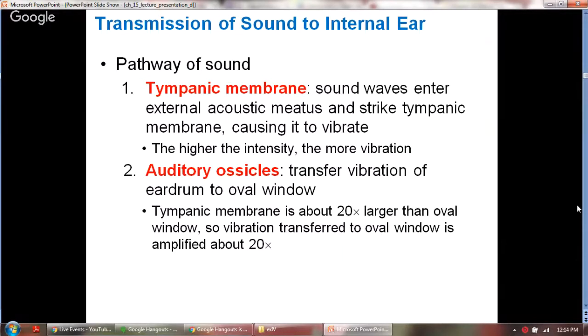The pathway of sound is important to understand the transmission of sound to internal waves. Sound waves enter the external acoustic meatus and strike the tympanic membrane, causing it to vibrate. The higher the intensity, the more the vibration occurs. Then the auditory ossicles transfer this vibration to the oval window. The tympanic membrane is about 20 times larger than the oval window, so the vibration transferred to the oval window is amplified around 20 times.